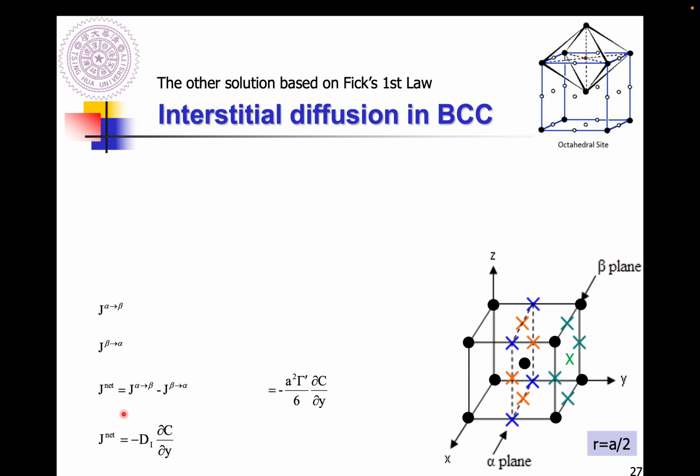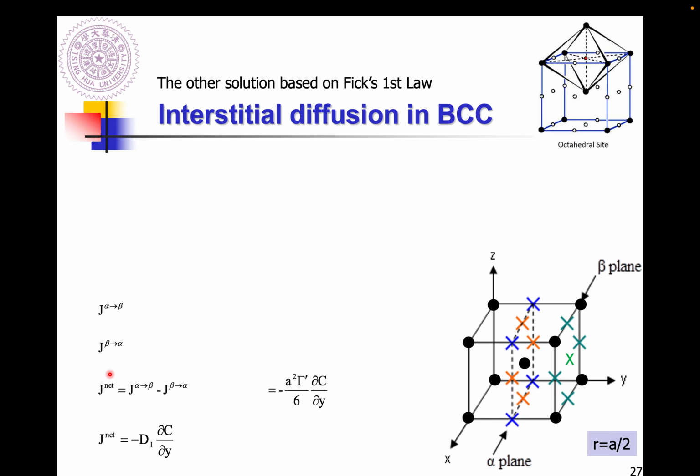The idea of using Fick's first law is this: if I can calculate the net flux of this small solute interstitial moving to the right-hand side, along the y-axis, as a value which contains the concentration and also a gradient term, and then compare this result with Fick's first law, then I will know that D_i, the diffusivity for this solute interstitial, equals a squared gamma prime divided by 6. So this is how it works, right?